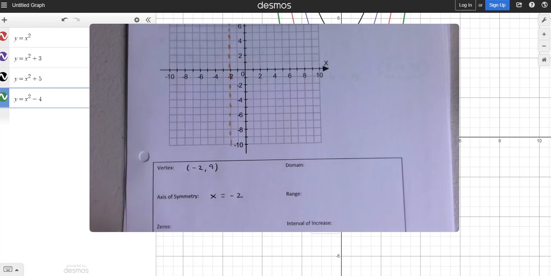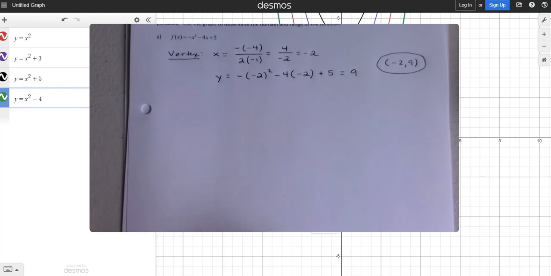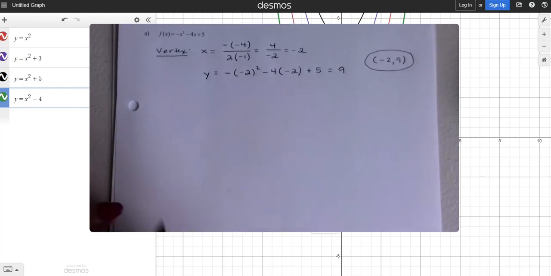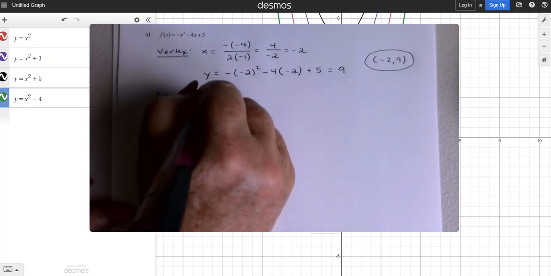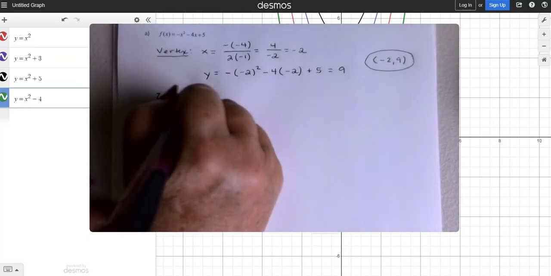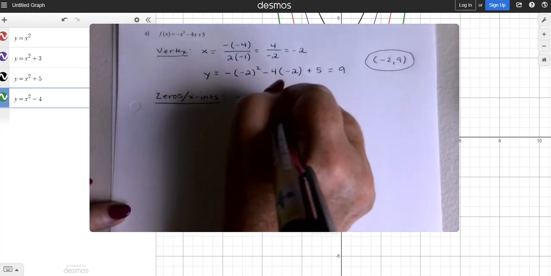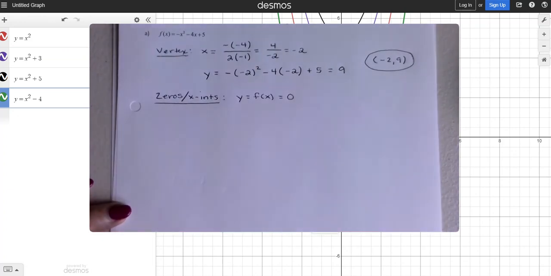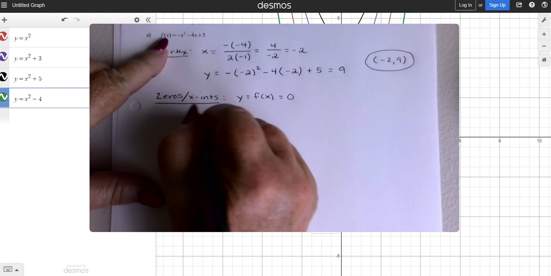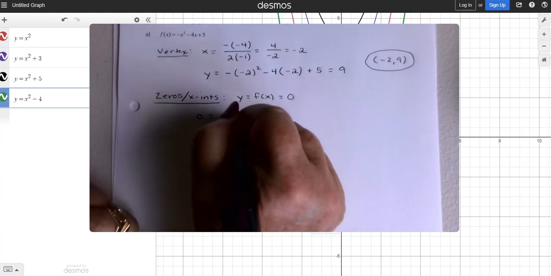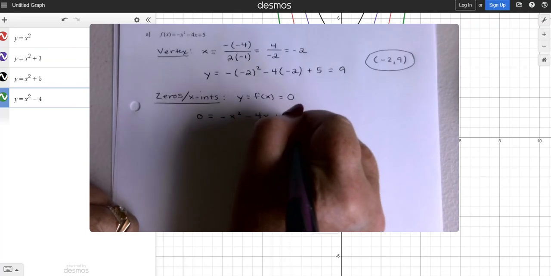All right, next I'm going to look for the x-intercepts, also called the zeros, right, or very closely related to the zeros. And that's where y, or f of x, is equal to 0. So I'm going to have 0 equals -x squared minus 4x plus 5.